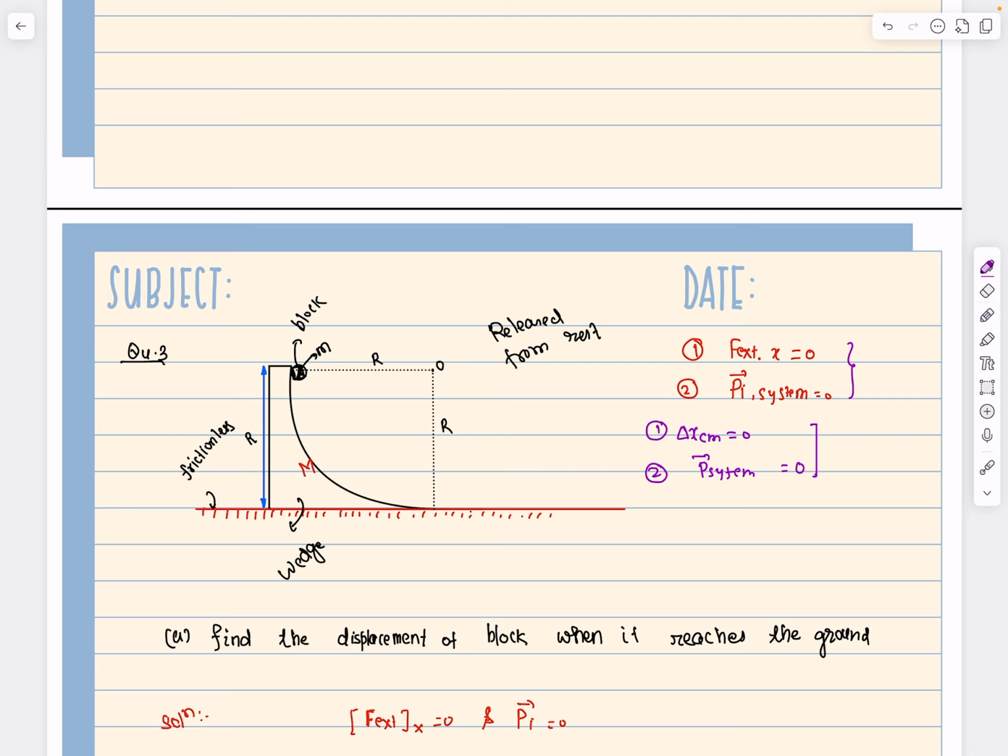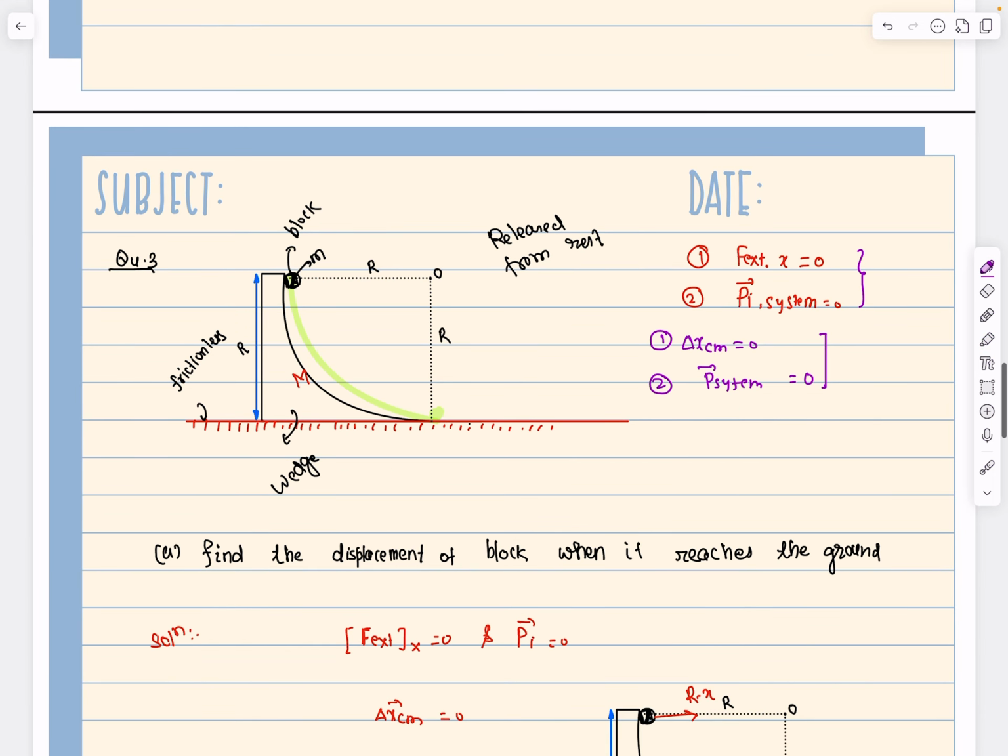Now, they are asking what is the displacement of the block when it comes to the ground. We know that with respect to the wedge, it will travel x distance along the x-axis. But from the ground frame, we have to add the displacement of the wedge. We can write the displacement of the block along the x direction as the displacement of the block with respect to the wedge plus the displacement of the wedge.